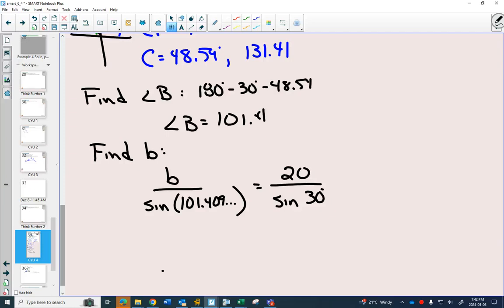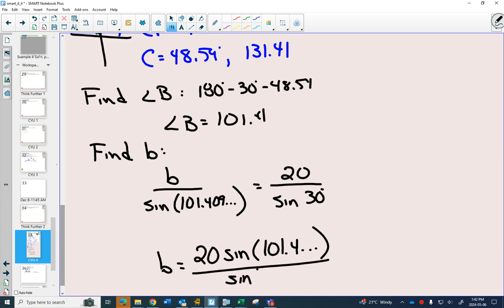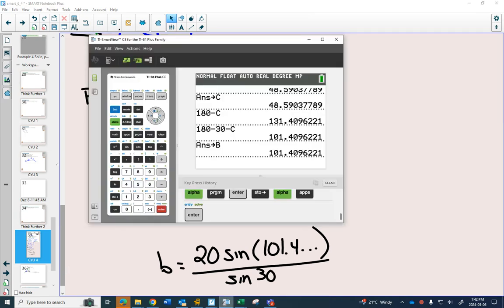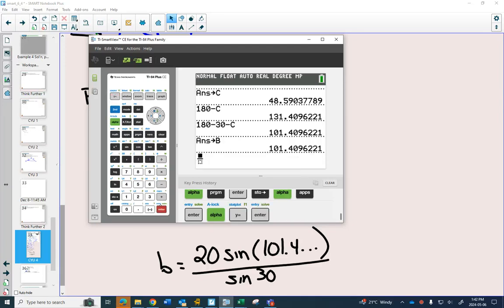And so how do I get b by itself? I would multiply both sides by the sine of 101.41. And again, this is where it's nice to have this in my calculator. I can type, take out my fraction button, 20, sine, and instead of writing all of those decimal places, I can use the letter b.